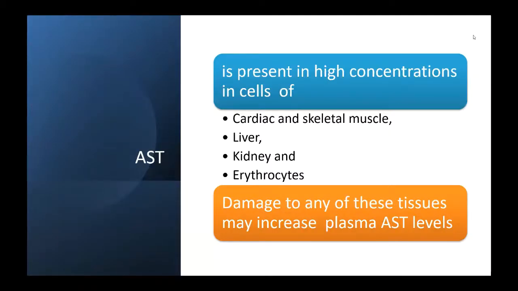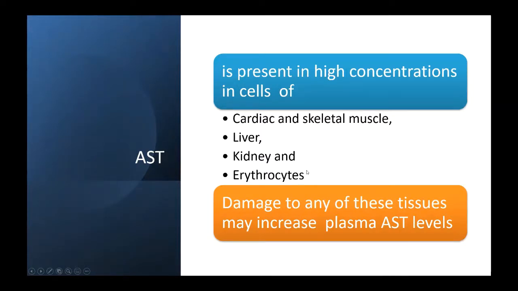So first we will deal with the AST. This AST is present in high concentration in almost all of the cells, but these four types of cells have more concentration: the cardiac or muscle cells, the liver, kidney, and the erythrocytes. Note here the AST concentration is higher in the erythrocytes as well.